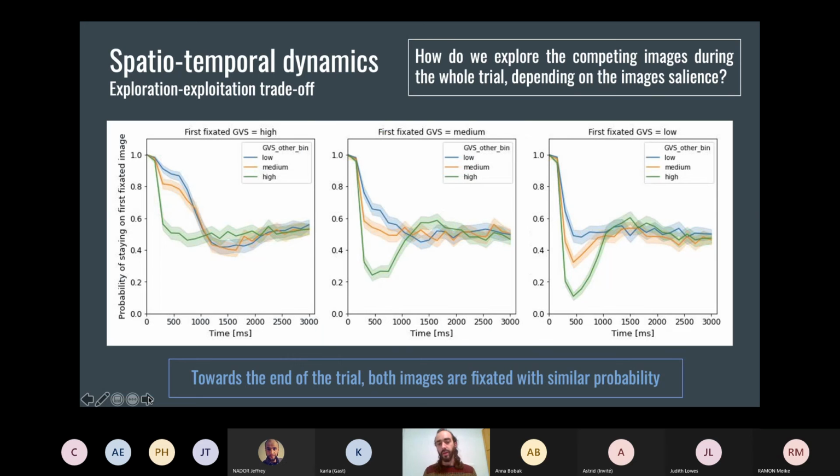And in the next slide, I have the plot for the case of the medium. The first fixated image has a medium average global salience, and you can see that there is a trend from high to low. That's about the beginning of the trial, and you can see that as time goes on, the two images are more or less similarly probable to be fixated or explored.